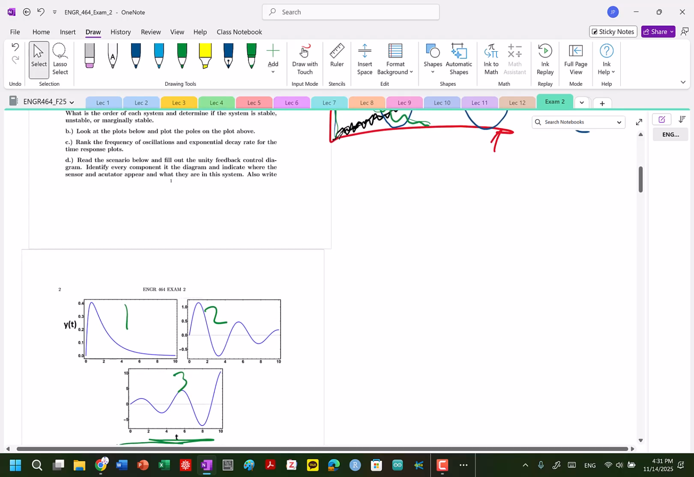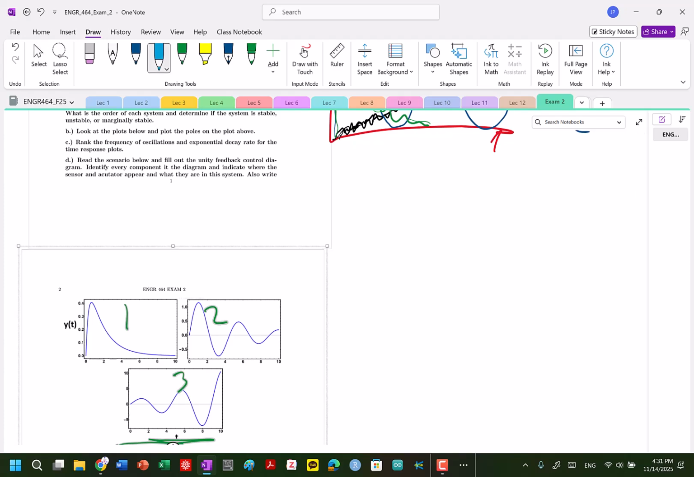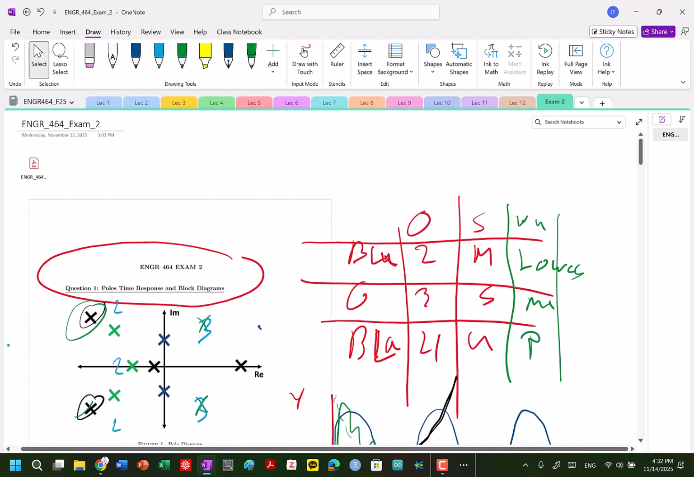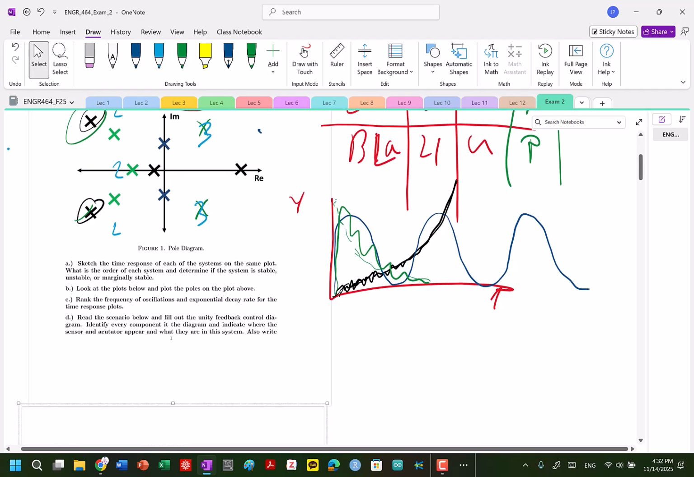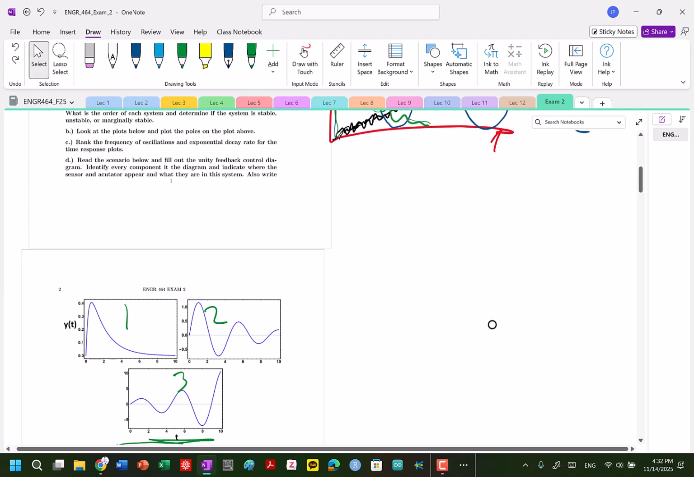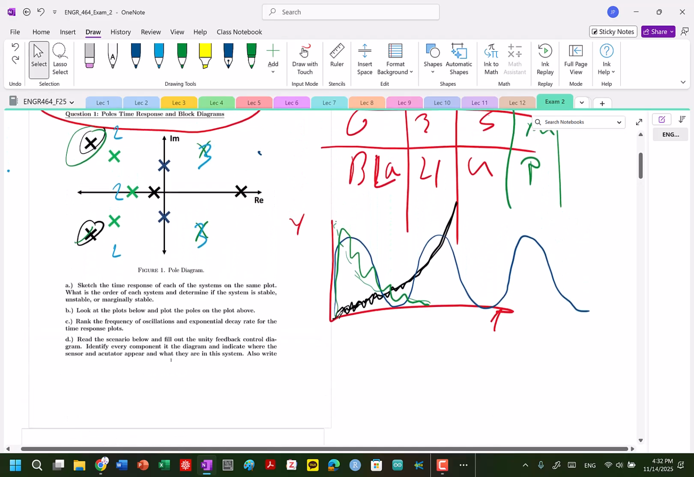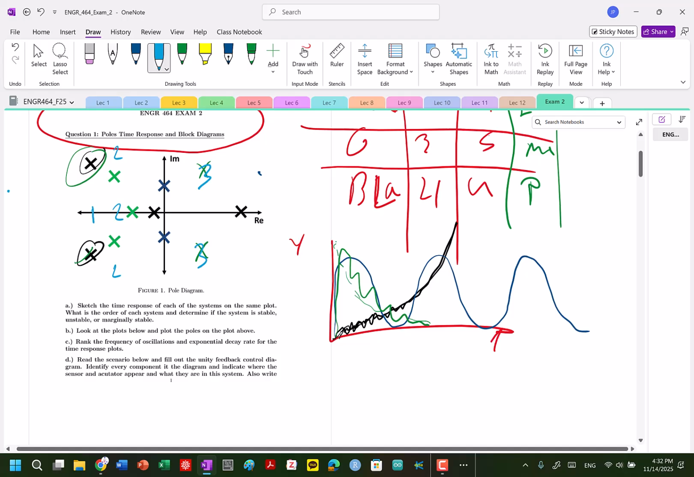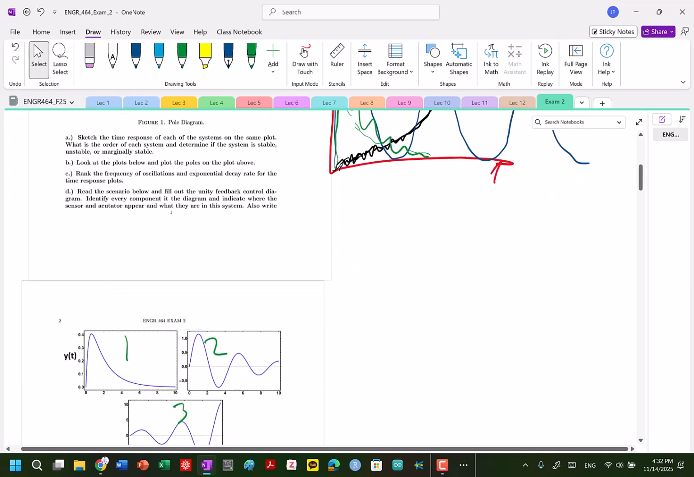1 is just an exponential decay, so it's only going to have a pole on the real axis, and it looks to decay at a similar rate. Let's put 1 just on the real axis right here. There you go. Look at the plots. Rank the frequency of oscillations. We've done that.